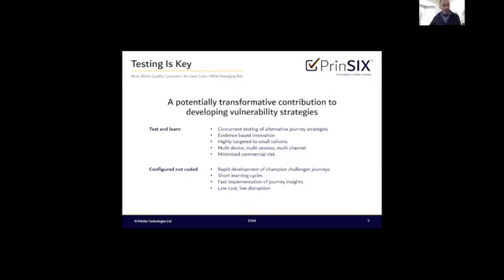Those ideas that everybody's got, you can put them live. You can do parallel tests, see what drives better customer outcomes. You can target them towards small cohorts. You can do them across multiple devices, and you can do them at a minimized commercial risk to firms. And because it's configured, not coded, you can do very rapid innovation, very rapid cycles, turning and implementing different journeys. So the learning cycles are short.